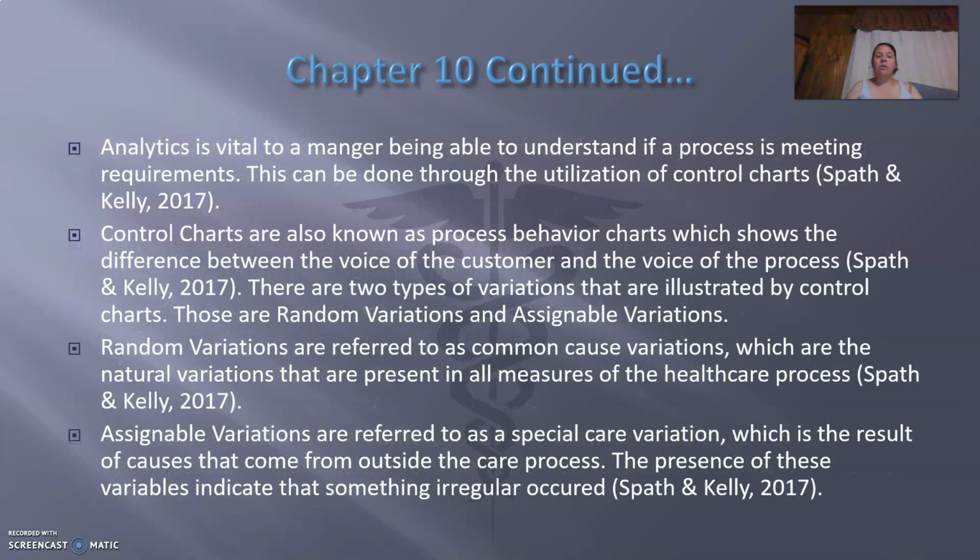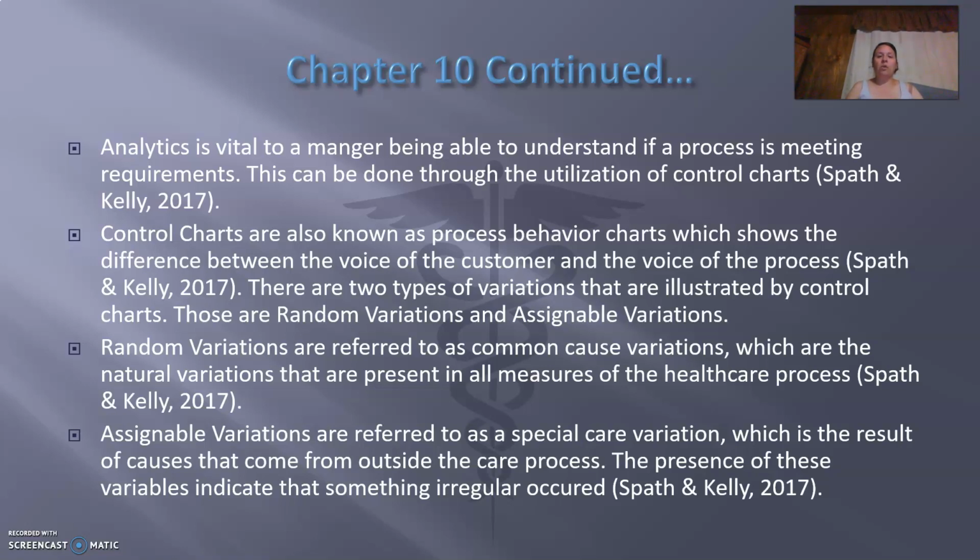Analytics is vital to a manager being able to understand if a process is meeting requirements. This can be done through the utilization of control charts. Control charts are also known as process behavior charts, which show the difference between the voice of the customer and the voice of the process. There are 2 types of variation that are illustrated by control charts. Those are random variations and assignable variations.